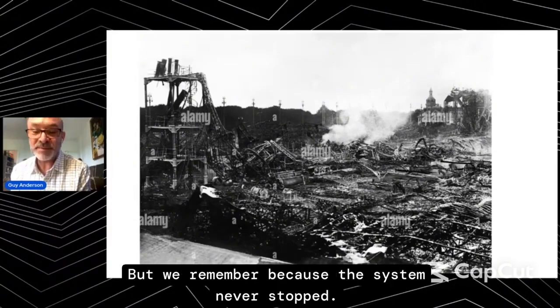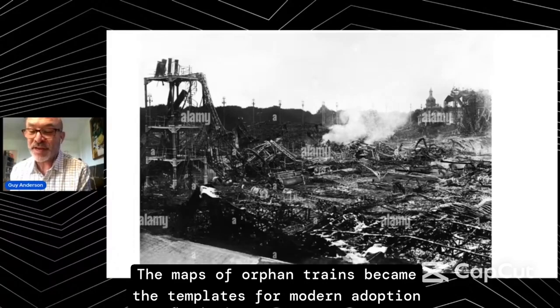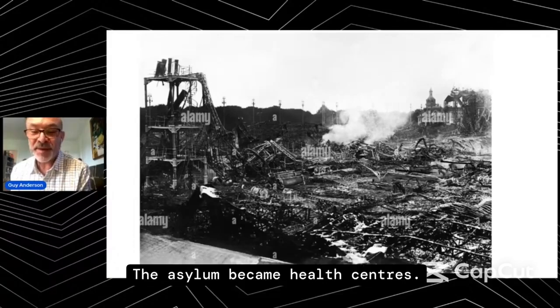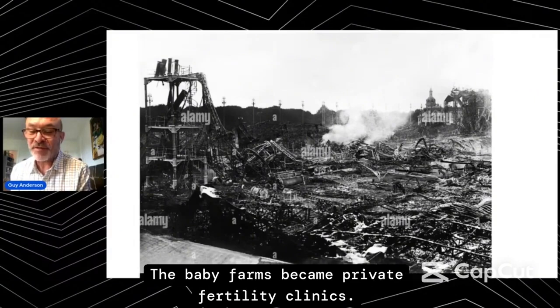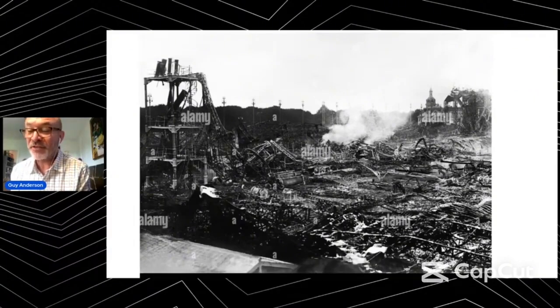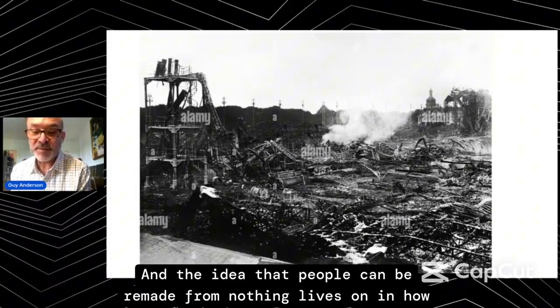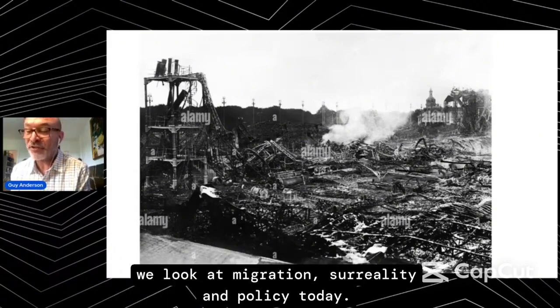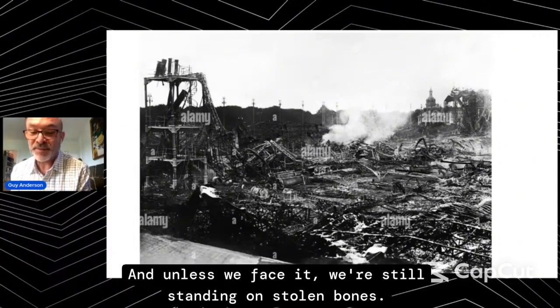But we remember, because the system never stopped. The maps of orphan trains became the templates for modern adoption grids. The asylum became health centres. The baby farms became private fertility clinics. And the idea that people can be remade from nothing lives on in how we look at migration, surrogacy and policy today. And unless we face it, we're still standing on stolen bones.